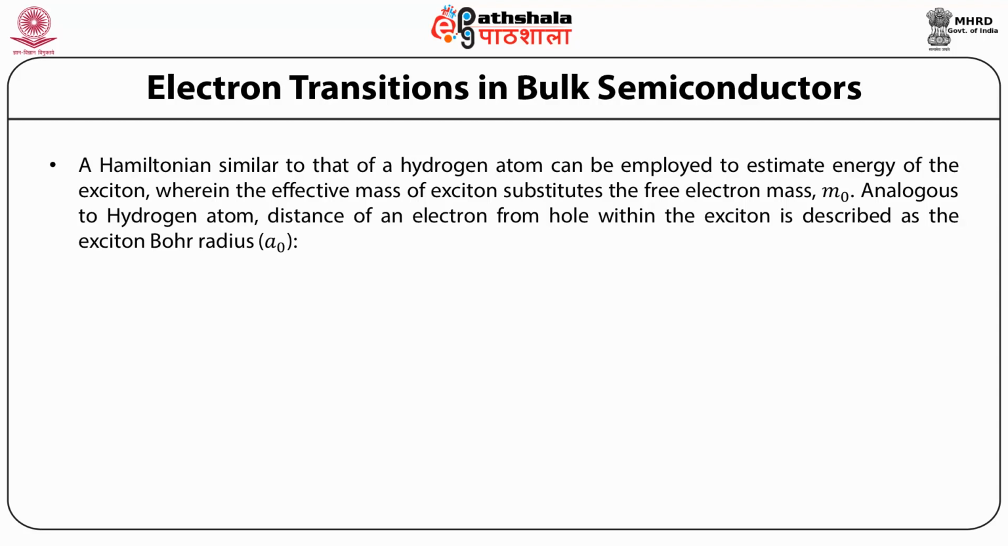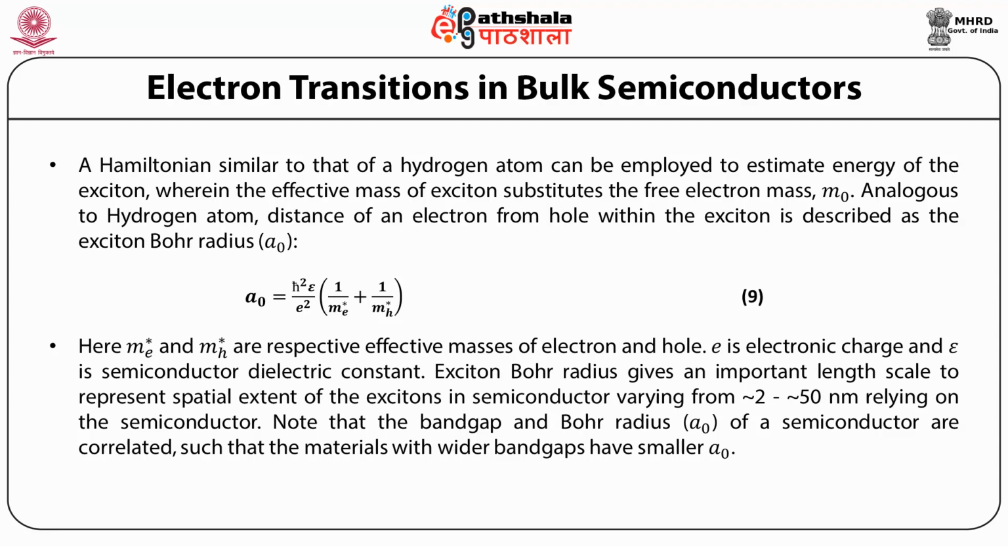So analogous to the hydrogen atom, the distance of an electron from the hole within the exciton is described as the exciton Bohr radius A0, which is given by h cut square epsilon by e square multiplied by 1 by me star plus 1 by mh star, where me star and mh star are the respective effective masses of electron and hole. e is the electronic charge and epsilon is the semiconductor dielectric constant.